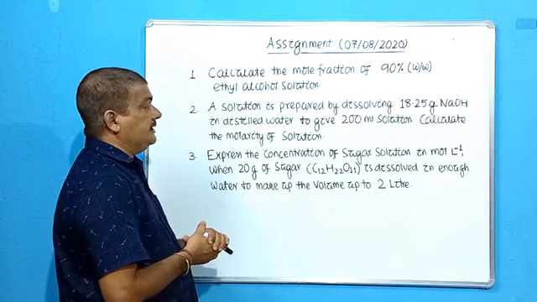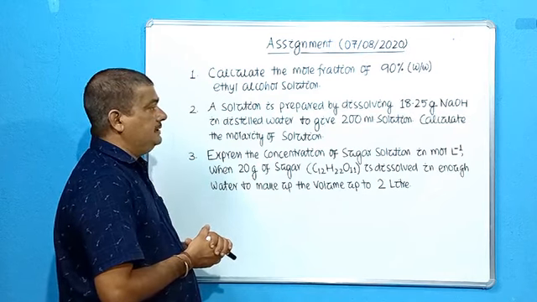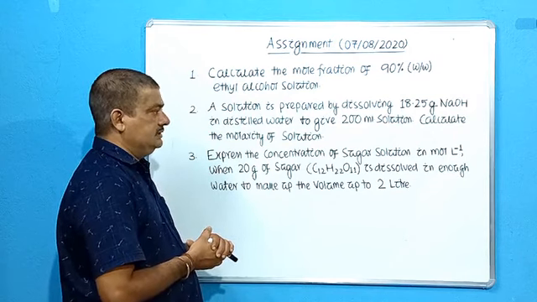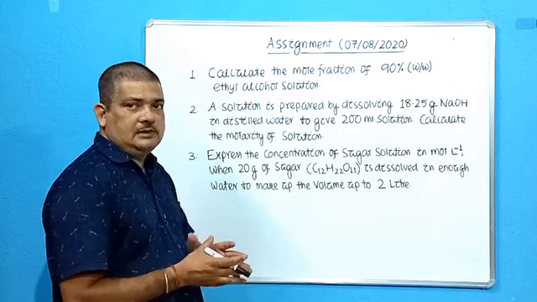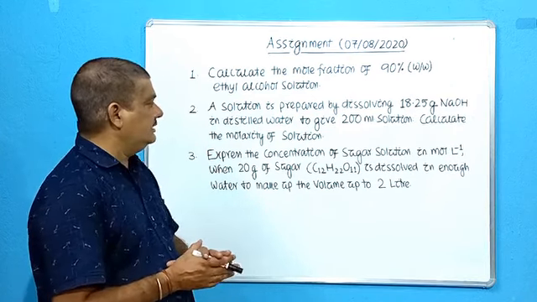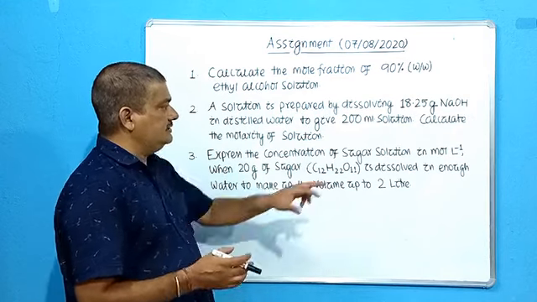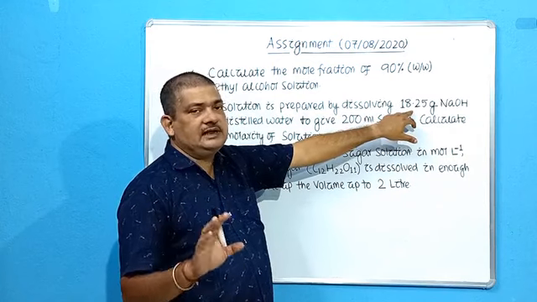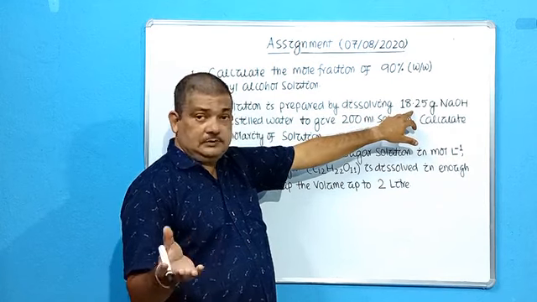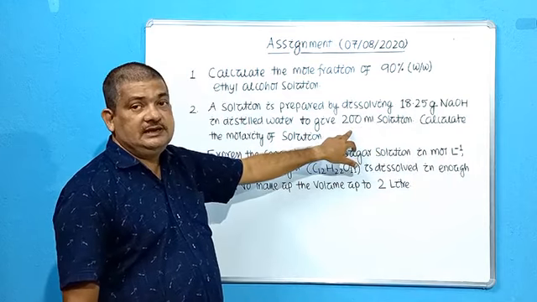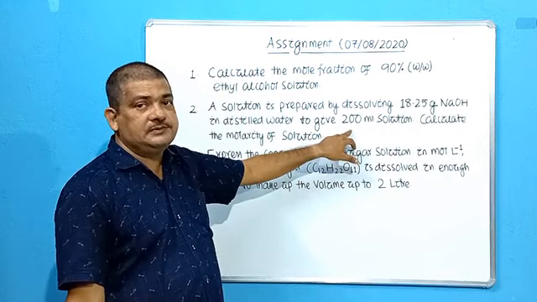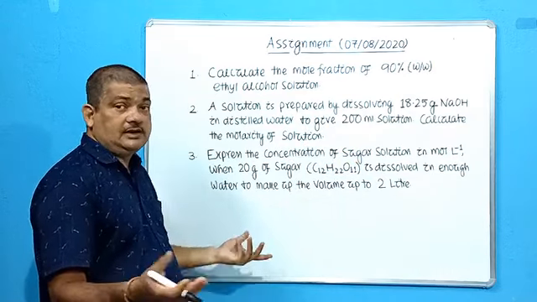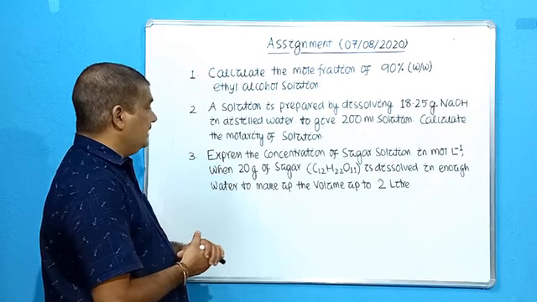Question number 2: a solution is prepared by dissolving 18.25 grams of sodium hydroxide in distilled water to give 200 milliliter solution. Calculate the molarity of the solution. I have solved at least 2 examples of similar type, so you can easily solve it. This is the mass of the solute in grams given to you. Sodium hydroxide is the solute, so you can calculate its molar mass. You know how to calculate. Then the volume of solution in milliliter is directly given to you. So you can use the formula directly and get the value of molarity in terms of moles per liter or capital M.